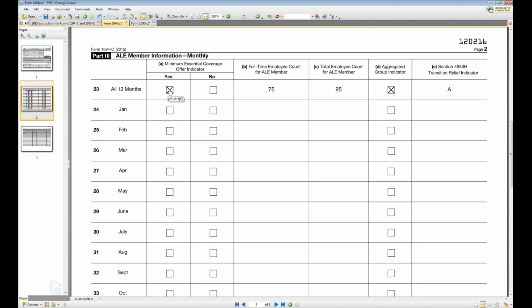So hint, hint, spoiler alert, check yes for column A on the 1094C. No would be the appropriate answer, for example, if the employer had not offered coverage for the full year or for part of the year. And the instructions explain a more detailed definition of column A. But the short answer is, employer, have you offered coverage to all individuals that are receiving a 1095C for the months that they were eligible?